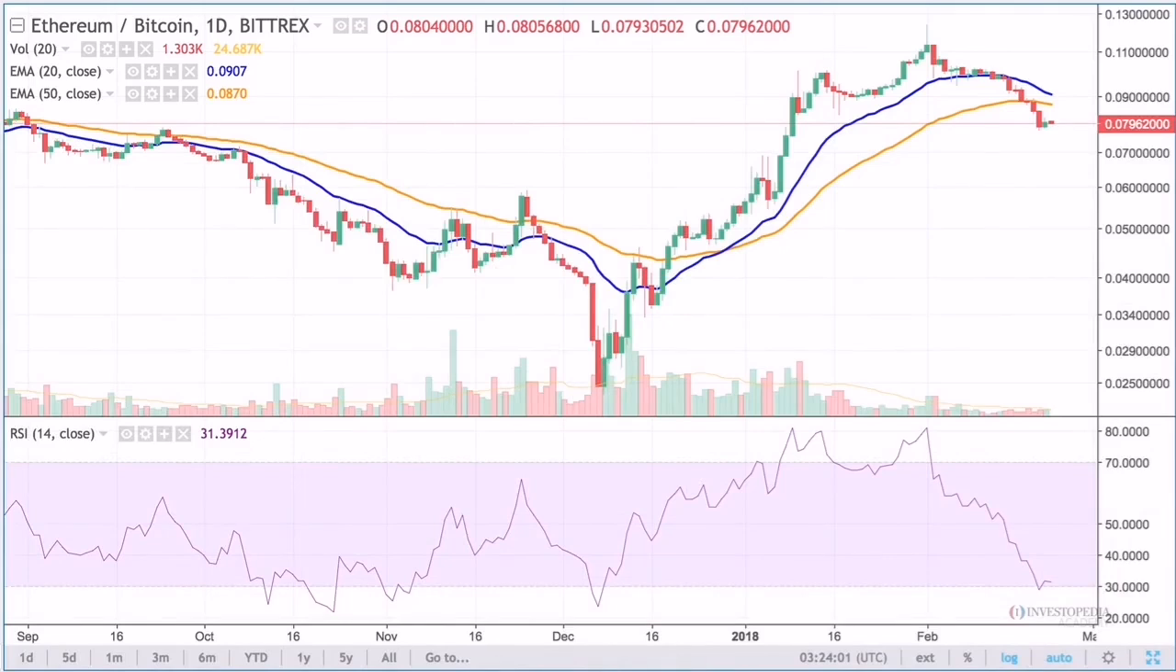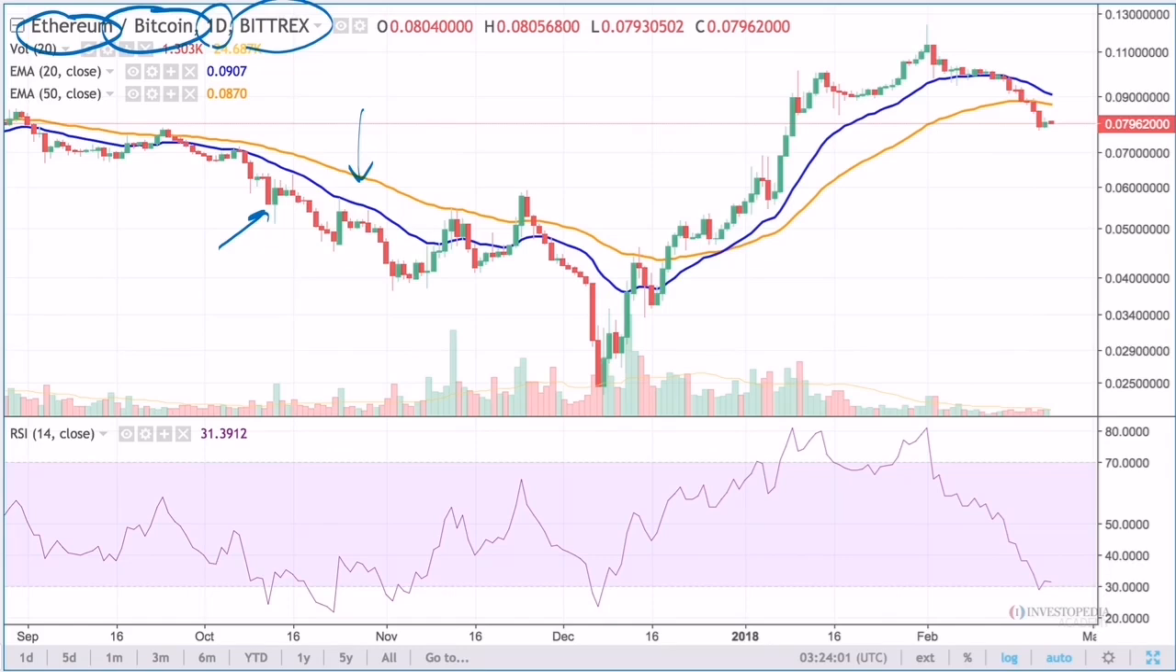In this chart, you're not looking at the price of a cryptocurrency against a dollar. You're looking at the price of a cryptocurrency versus another crypto. In this case, you've got Ethereum versus Bitcoin. Each of these candles represents 1 day in price moves, and this is on the Bittrex exchange. Again, I've labeled the EMA 20 period and the EMA 50 period, with the orange being the 50 and the blue being the 20-day.